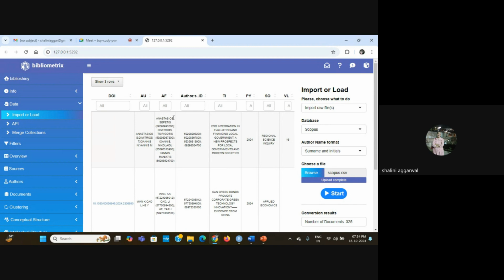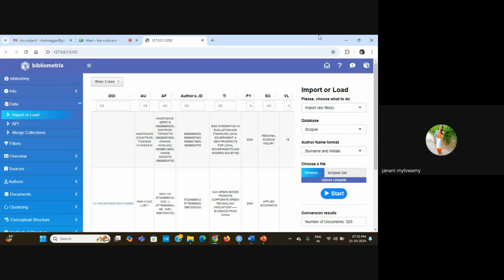So what I have done is, from here, import data, I have done the import raw files from the Scopus database, browse query file, and then you start, and then you will come up with this. Now your data has been uploaded. Ma'am, the Scopus CSV file, the same file which we have extracted, right? Yes, yes.